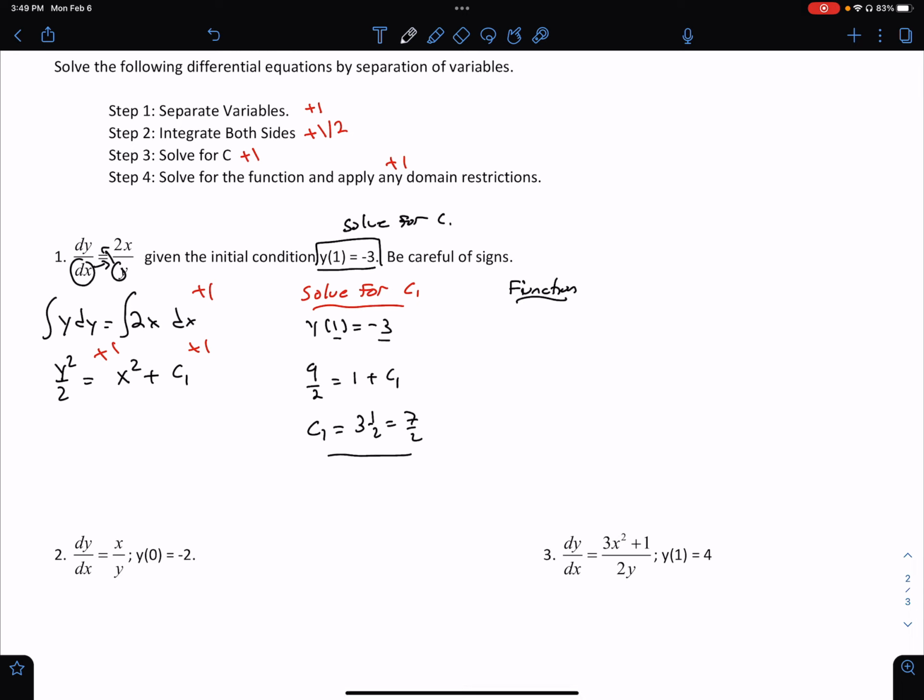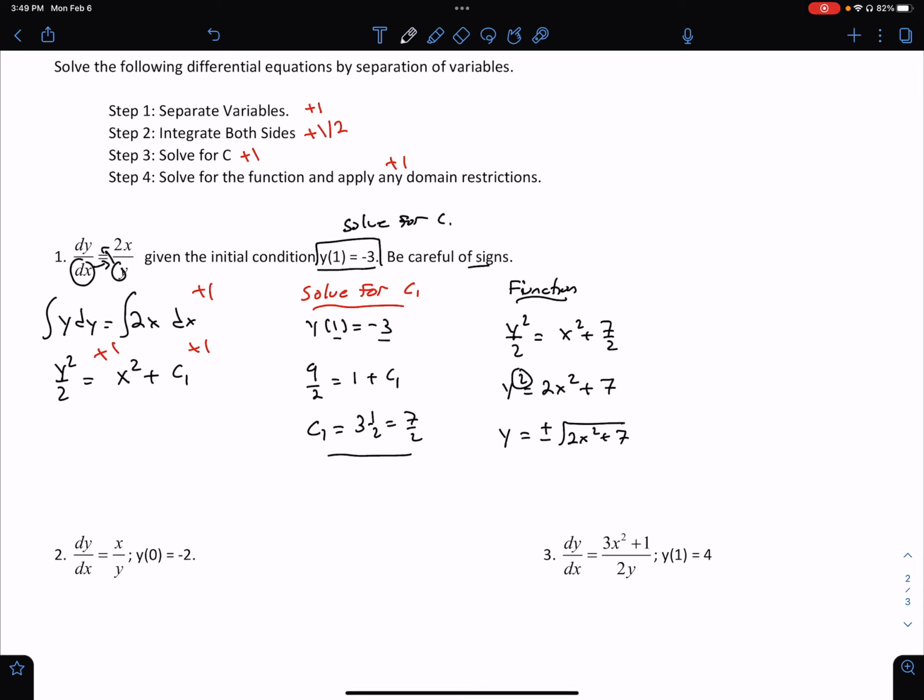So I'm going to write this out. y squared over 2 equals x squared plus 7 halves. Multiply through by 2. y squared equals 2x squared plus 7. Take the square root. We get y is equal to, now remember, plus or minus, we're taking a square root, of 2x squared plus 7.